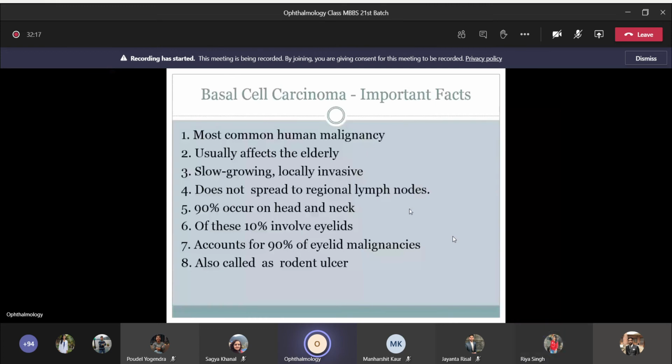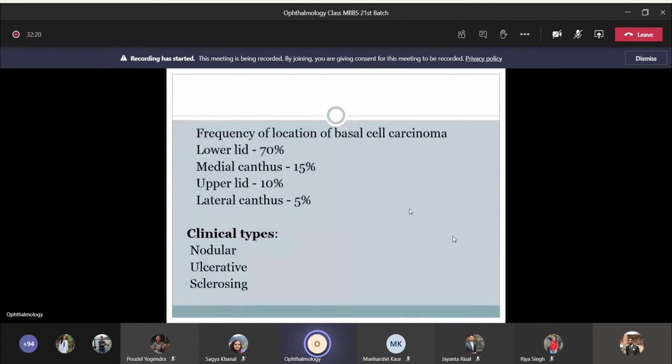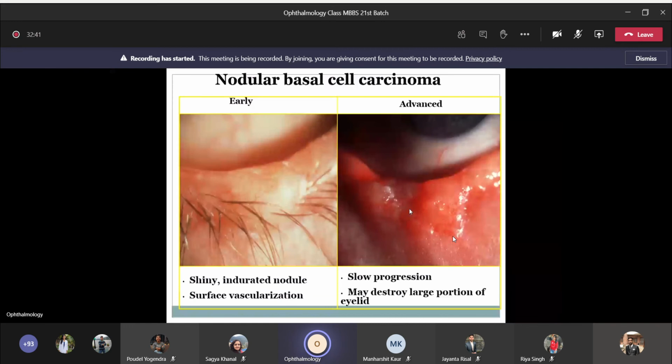It is also called rodent ulcer, and it involves 70% of lower lid, 15% of medial canthus, 10% of upper lid, and 5% of lateral canthus. It is divided into 3 types: nodular, ulcerative, and sclerosing. Nodular basal cell carcinoma is of 2 types, early and advanced. So in this picture, in early type of nodular basal cell carcinoma, we can see a shiny indurated nodule with surface vascularization. Whereas in case of advanced case, it destroys a large portion of the eyelid. That's why it is known as rodent ulcer, as it destroys the eyelid.